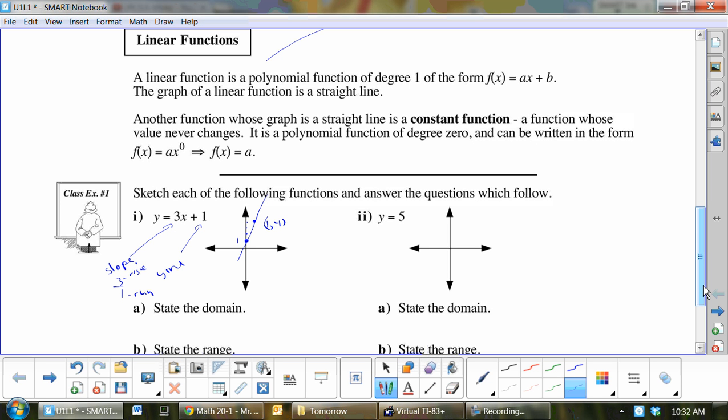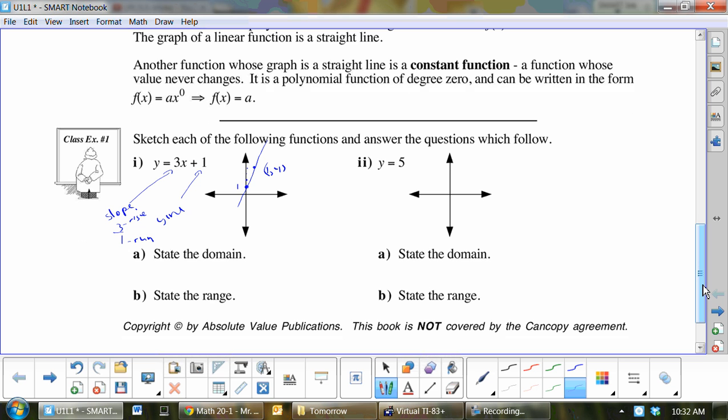Okay, what would be the domain of this? Yes, the diploma loves domain and range. Every single question, domain and range, domain and range, right? So we might as well get used to it. The more we avoid it, the more you're going to have troubles with it on the diploma. What's the domain of this line? What x's are on this graph? All of them. What y's are on this graph? All of them.